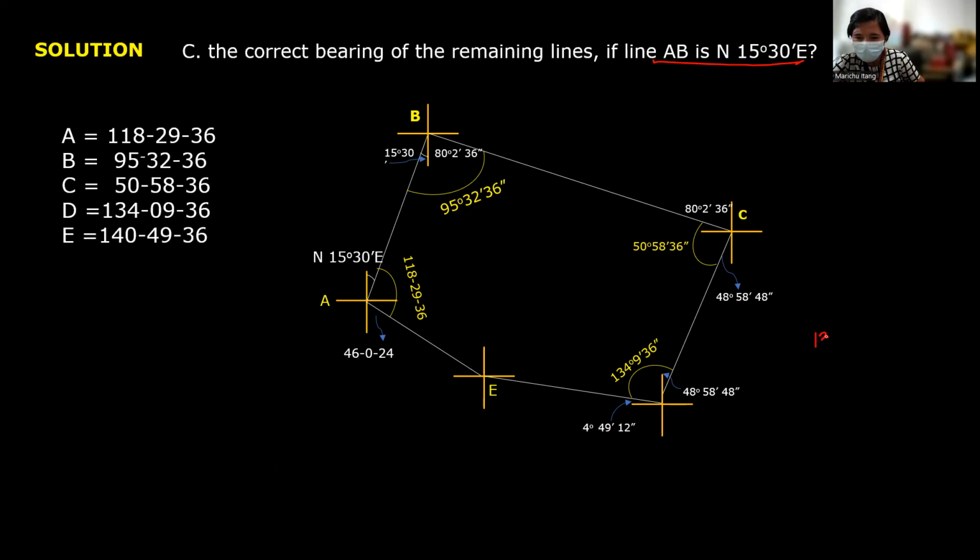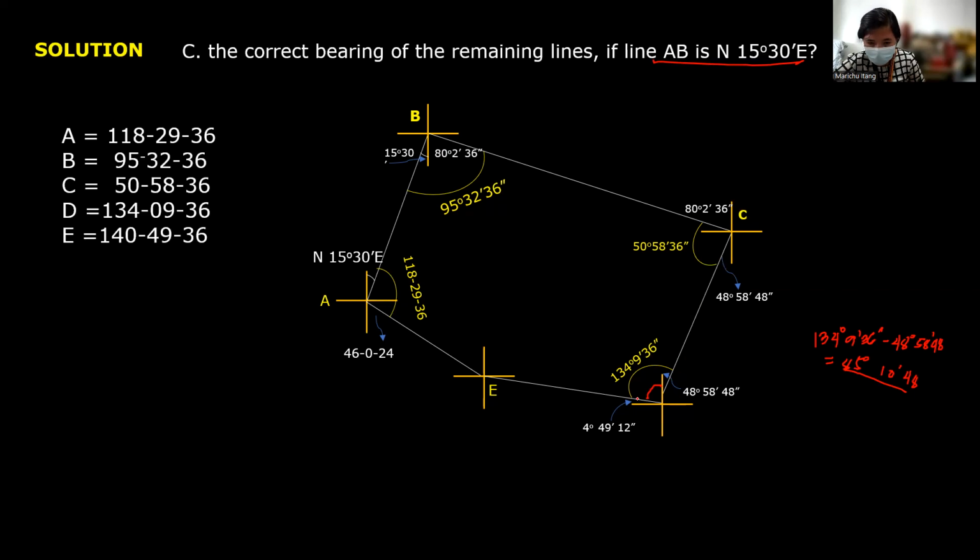Yung ating 134 degrees, 9 minutes and 36 seconds minus ating 48 degrees, 58 minutes and 48 seconds. That is equivalent to 85 degrees, 10 minutes and 48 seconds. So this angle here is only equivalent to 85 degrees, 10 minutes, and 48 seconds.